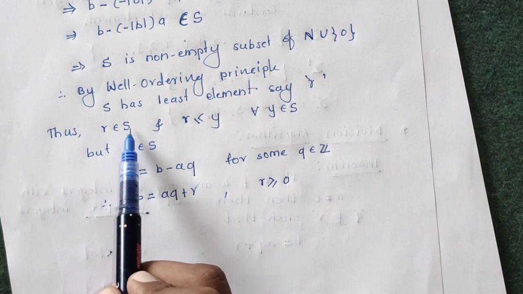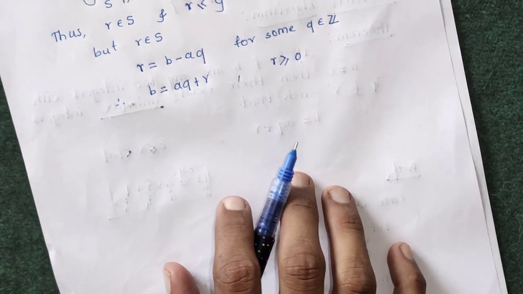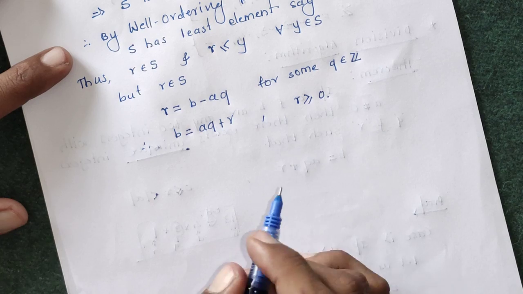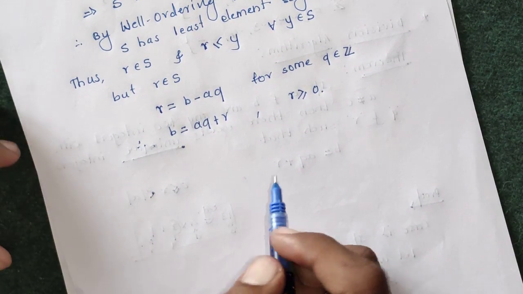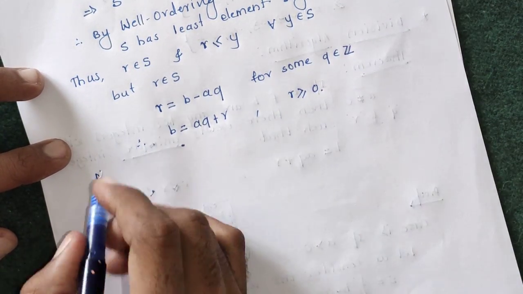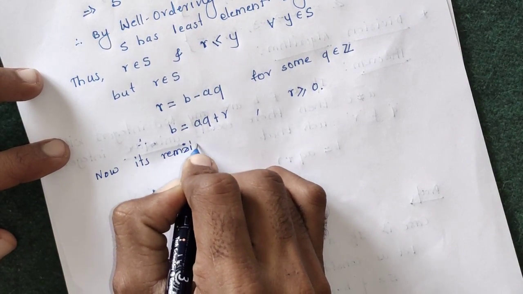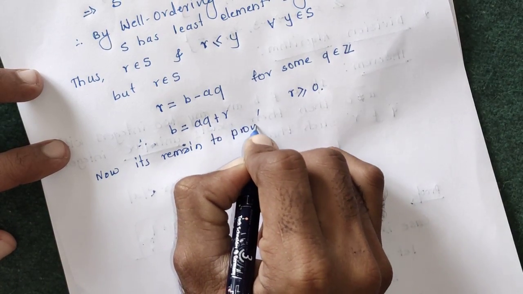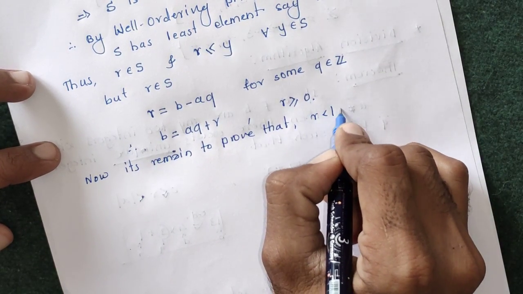b is equal to aq plus r, and r is greater than or equal to 0. Since r belongs to S, r is a member of our set S, and all elements in this set S are greater than or equal to 0. So our r is greater than or equal to 0. Now it remains to prove that, for the case a positive, r is less than mod a.